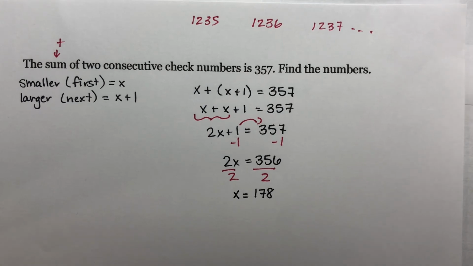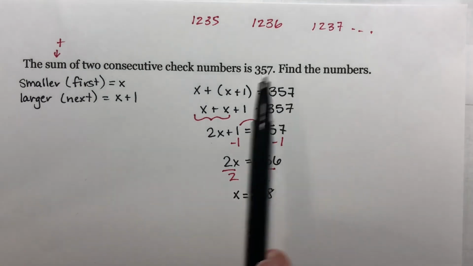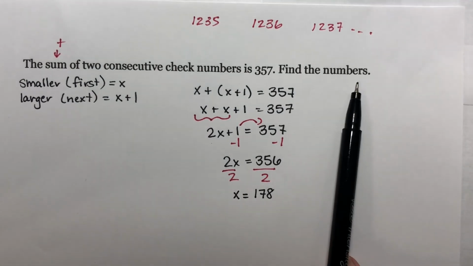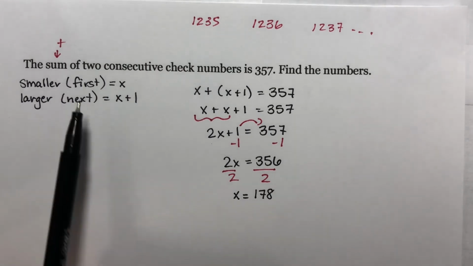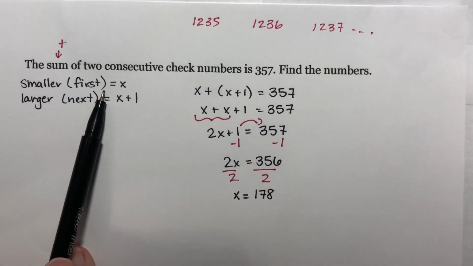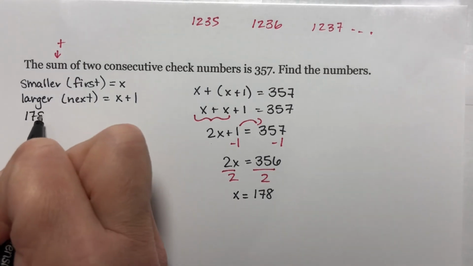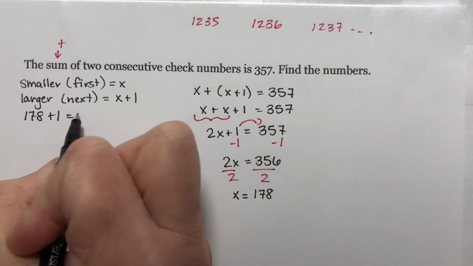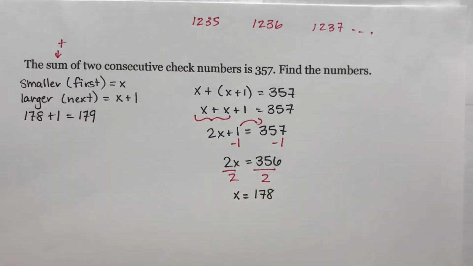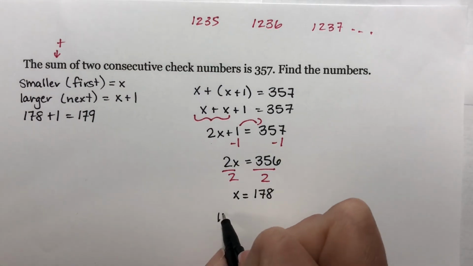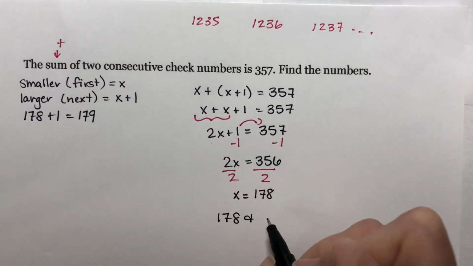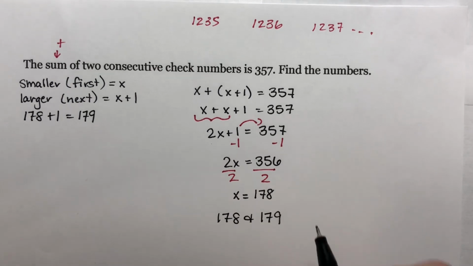Now let's see if we've answered the question. We're asked to find the numbers. We're asked to find both check numbers. I found x. x is the first check number. I also need this one. So I would do 178 plus 1 to give me 179. So my two check numbers are 178 and also 179.